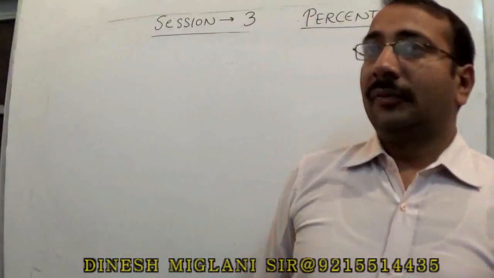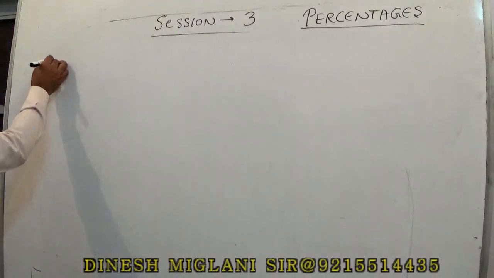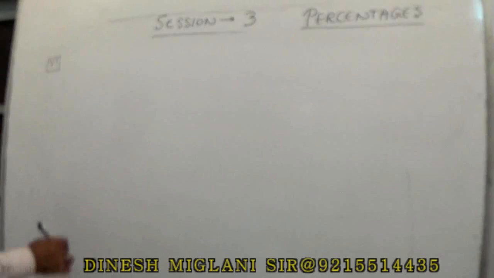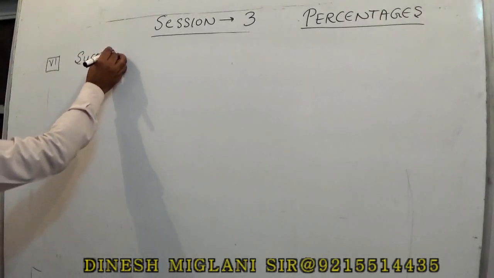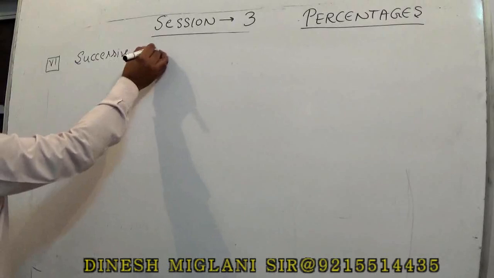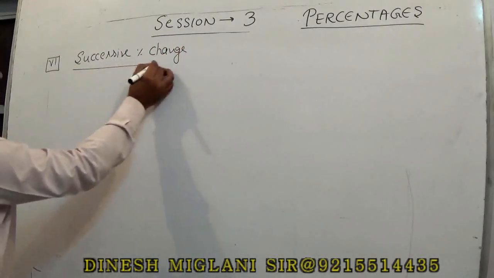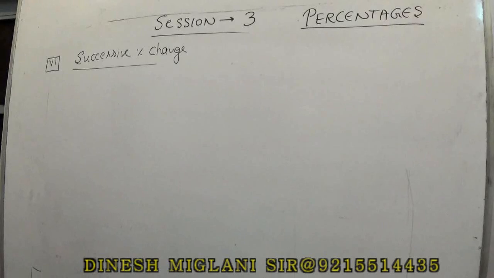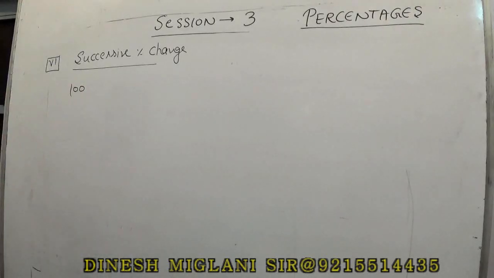Now after this we have the next point, number 6. The concept is known as successive percentage change and its application. Just try to understand it and then we will answer it. For example, one number is given as 100.